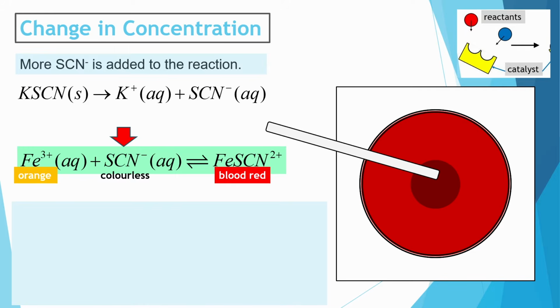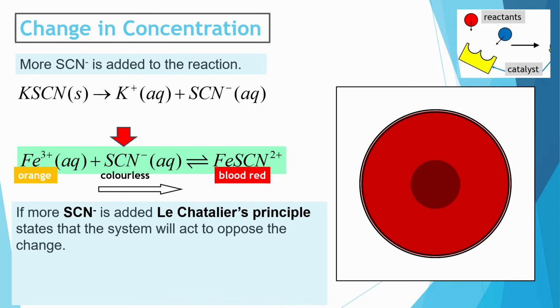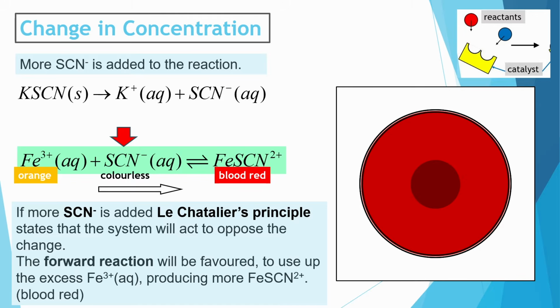Because it went a darker red, it indicates that more iron thiocyanate is being made. So what does that mean? The forwards reaction must have been favoured, and that makes sense. Here's what we need to remember. If more reactants are added, Le Chatelier's principle says that the system will act to oppose this. If I add more SCN-, the forwards reaction will be favoured because it will use up the SCN- that's been added. Because the forwards reaction has been favoured, more FeSCN2+ has been made, and therefore the solution becomes more intense blood red.